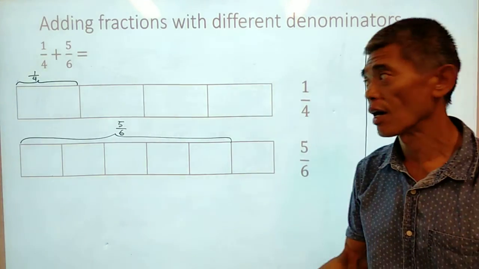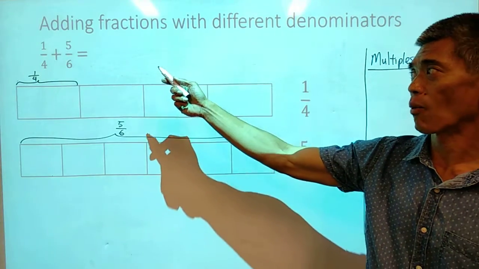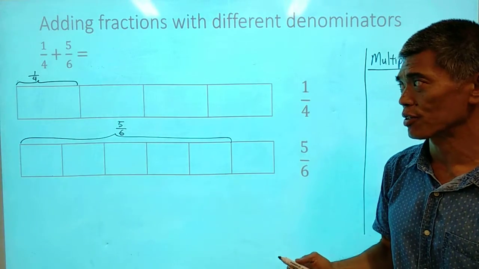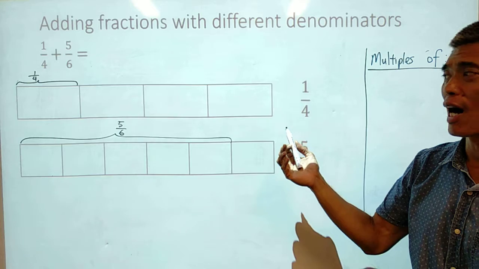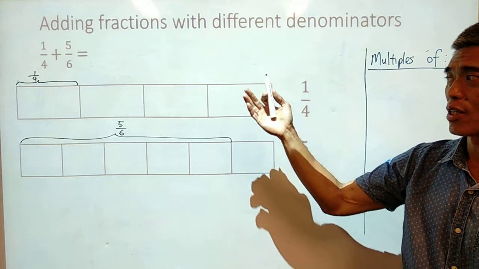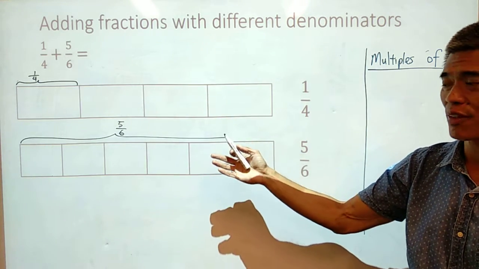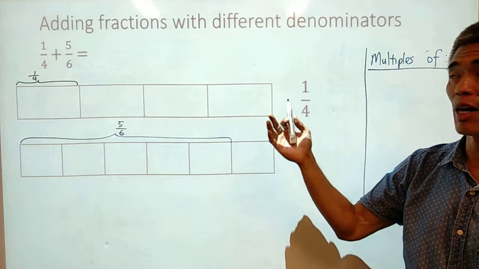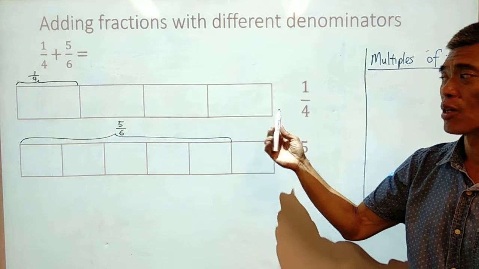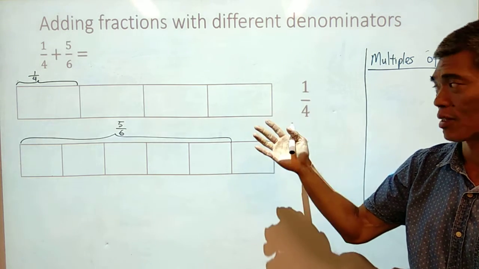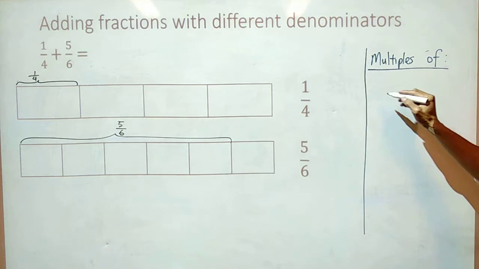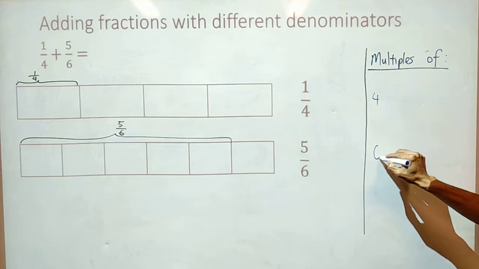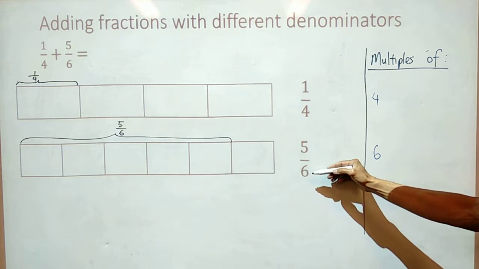So here, with adding 1/4 and 5/6, the key is to find out how many parts we can divide each of the fourths and each of the sixths into, so that we have two equivalent fractions with the same denominator. To do that, we look at the multiples of 4 and 6, because these are the denominators.